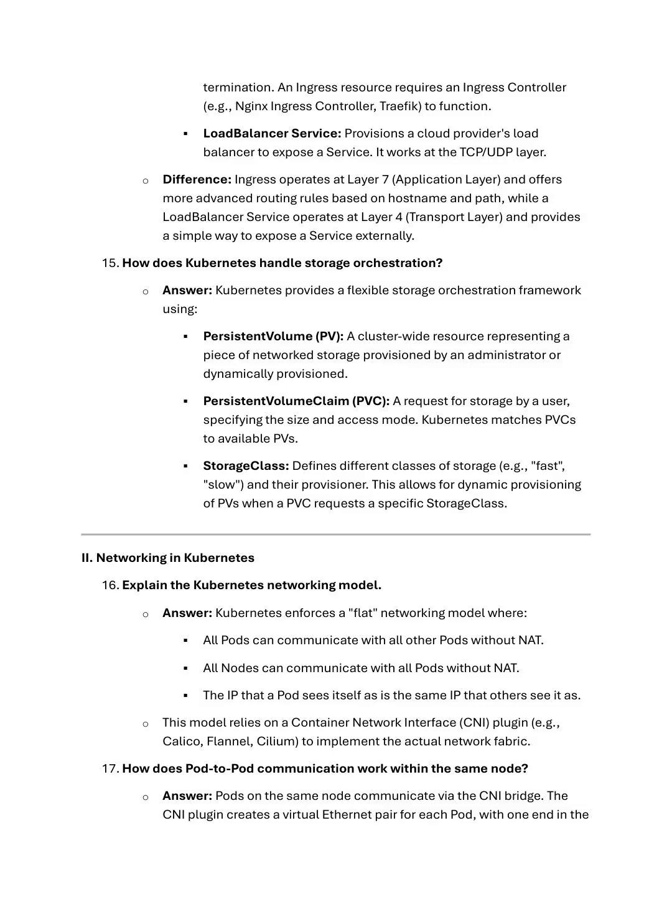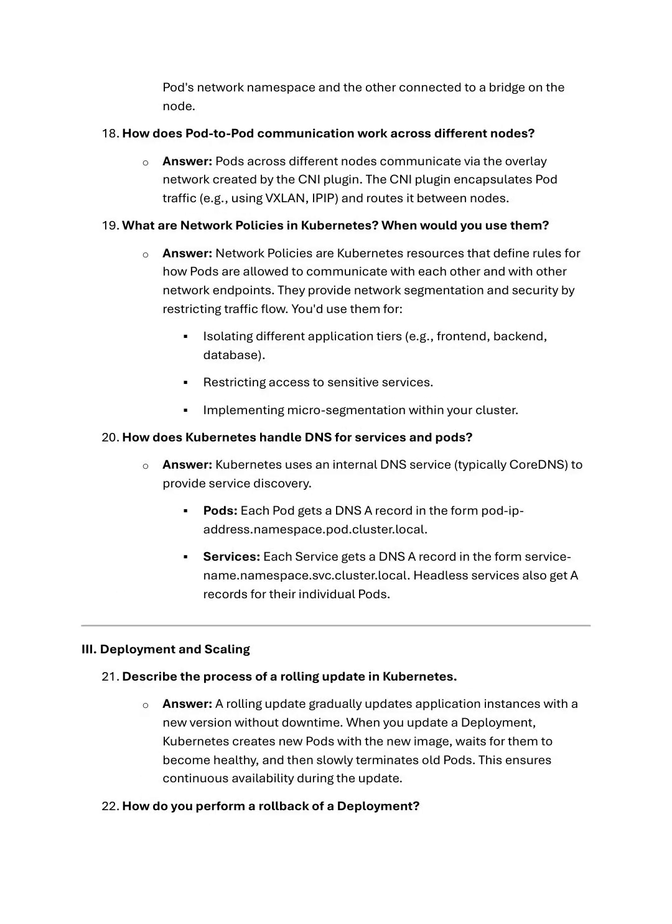17. How does pod-to-pod communication work within the same node? Answer: Pods on the same node communicate via the CNI bridge. The CNI plugin creates a virtual Ethernet pair for each pod, with one end in the pod's network namespace and the other connected to a bridge on the node. 18. How does pod-to-pod communication work across different nodes? Answer: Pods across different nodes communicate via the overlay network created by the CNI plugin. The CNI plugin encapsulates pod traffic, for example using VXLAN or IP-in-IP, and routes it between nodes.